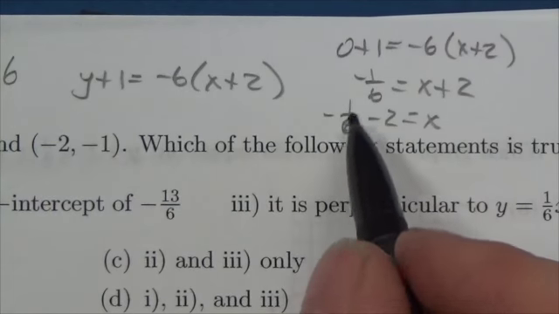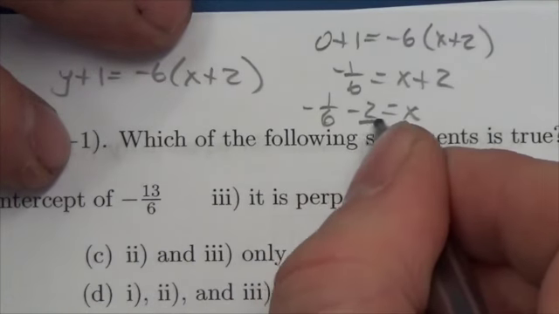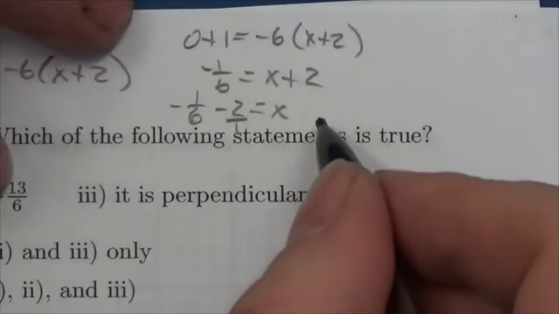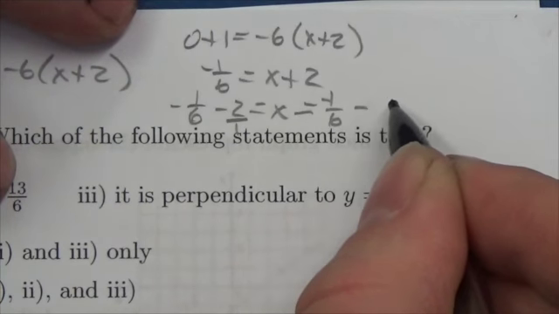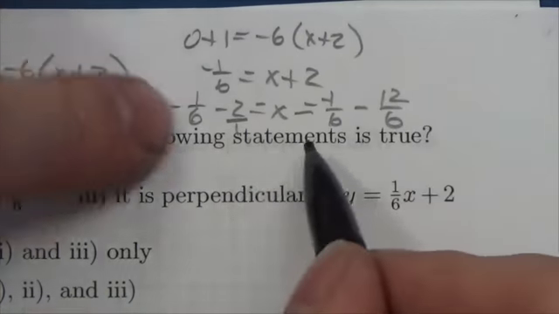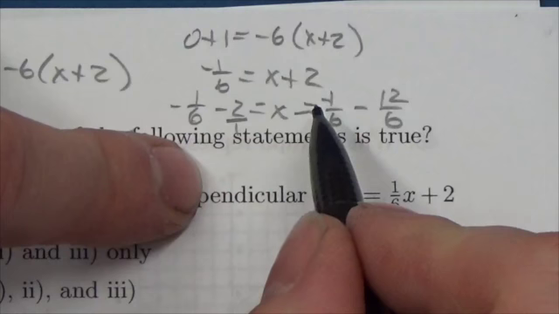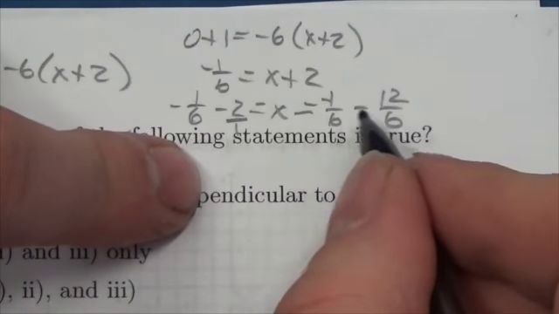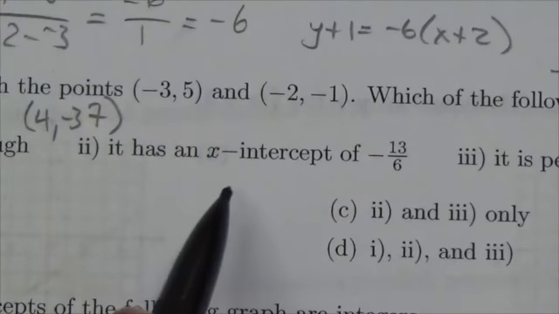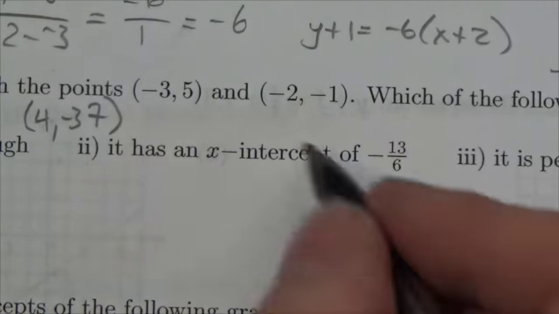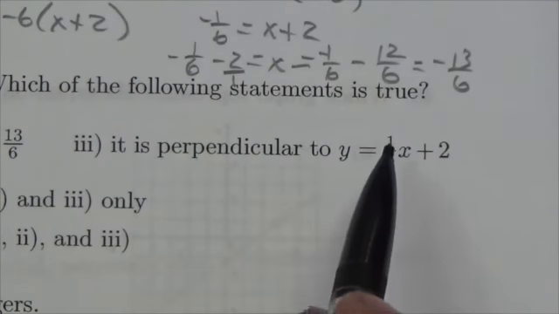Now remember, to subtract, I have to have common denominators. Now the 2 here is like 2 over 1. So this will be equal to negative 1/6 minus 12/6. I have to multiply numerator and denominator by 6 to get common denominators. And now I simply subtract the numerators. So negative 1 minus 12, there's my negative 13 over 6. So it does have an x-intercept of negative 13/6. Okay, good, that's true.